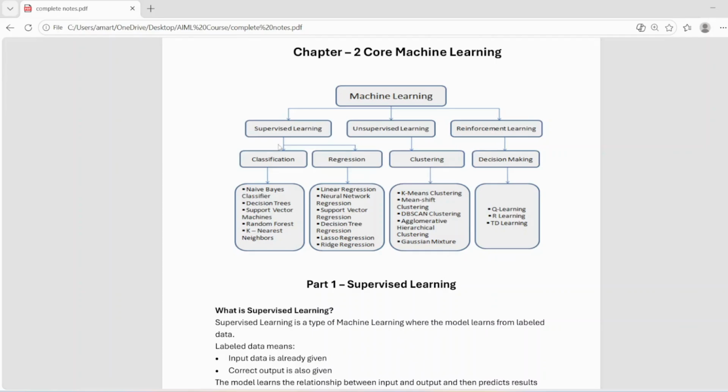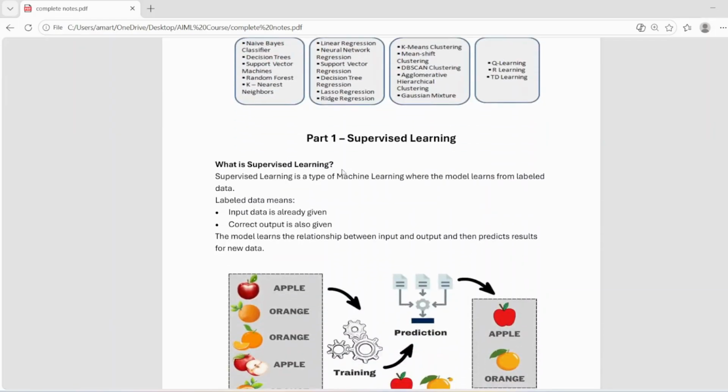And there are three types of machine learning: supervised learning, unsupervised learning, and reinforcement learning. We will see all these three learnings one by one. But first, we will go for supervised learning. Okay. There are two types of supervised learning: classification and regression. Okay. First, understand what is supervised learning.